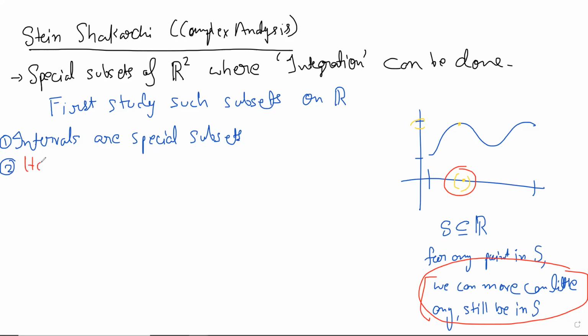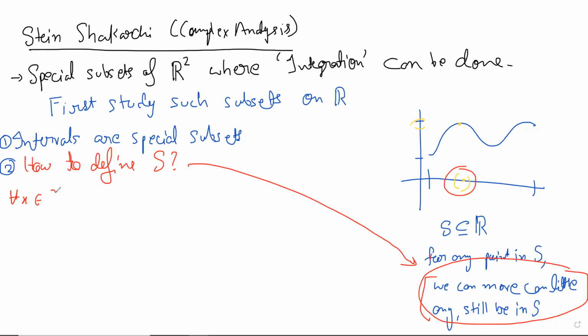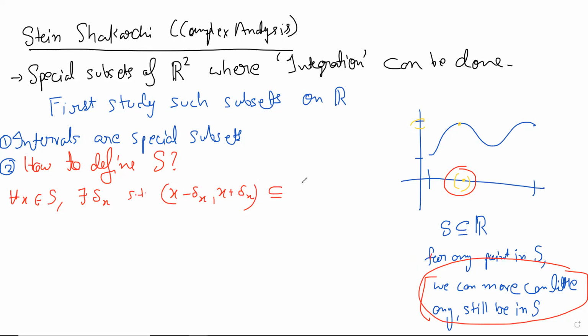How to define this? Really coming up with nice definitions is a very important skill, art, whatever. How to define S, which has this kind of feature, where whenever you are inside S, you can move a little bit. So this is basically saying that for all X in S, there exists some delta X such that this entire neighborhood is inside S. Some of you may recognize this if you have seen that. These are also called open subsets. The term that is used here is open subsets, but really it's not about the name.